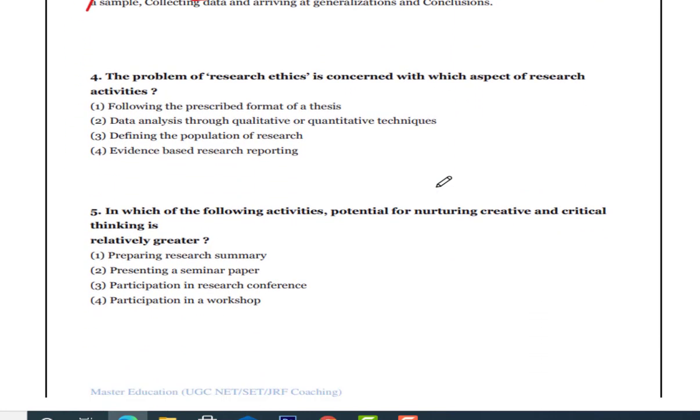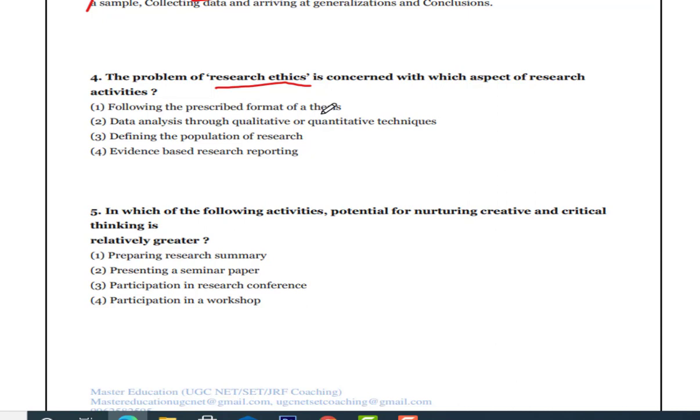Okay. The next question. The problem of research ethics is concerned with which aspect of research activity? So where will the ethic become a problem? It is not about ethics as such, it is correct or it is not correct. So when will this argument come? At the time of reporting.